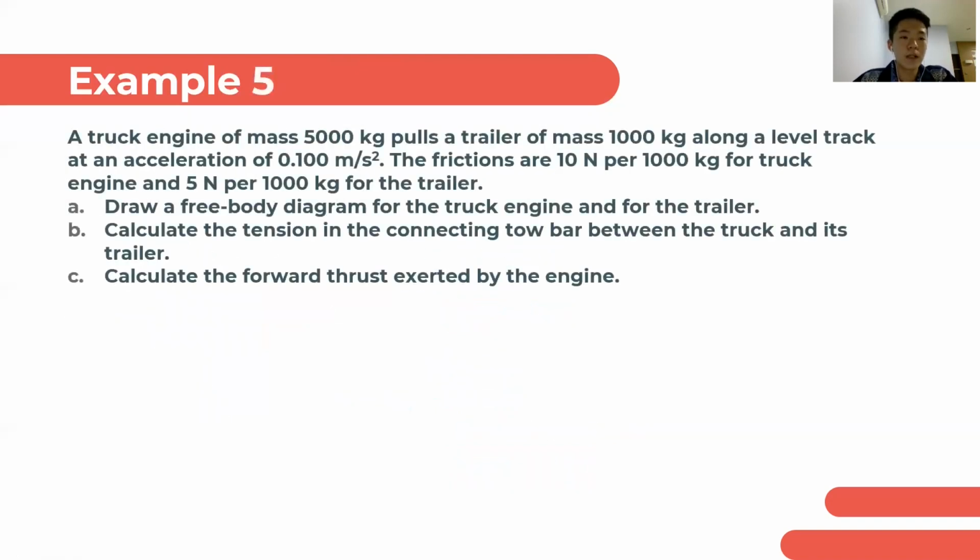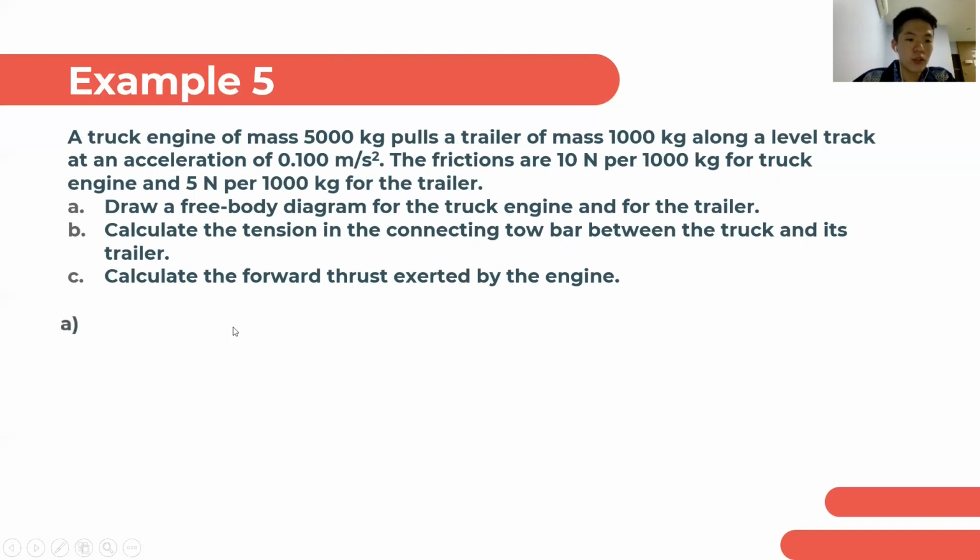For the last example, we have a truck engine of mass 5,000 kg pulling a trailer of mass 1,000 kg along a level track at an acceleration of 0.100 meters per second squared. The frictions are 10 newtons per 1,000 kg for the truck engine and 5 newtons per 1,000 kg for the trailer. So we'll do part A first: draw a free body diagram for the truck engine and for the trailer.